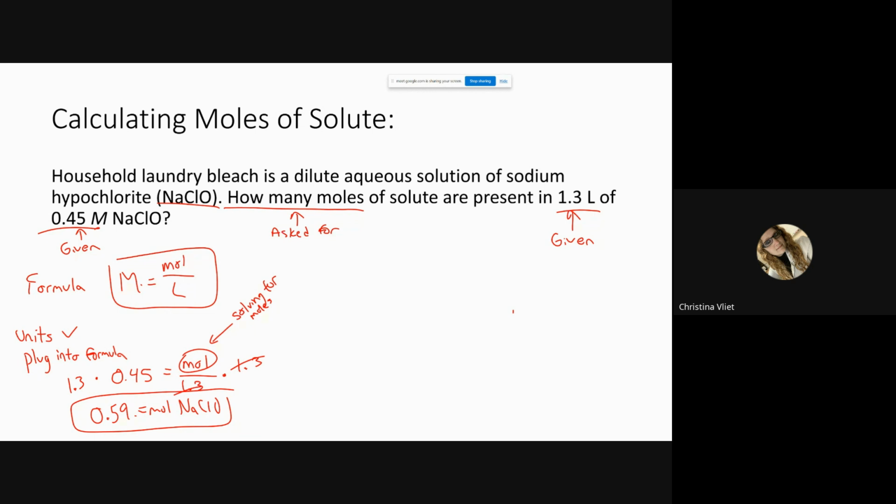We have one more scenario to look at with calculating regular molarity questions. And then we're going to look at dilutions before we go. Continue.